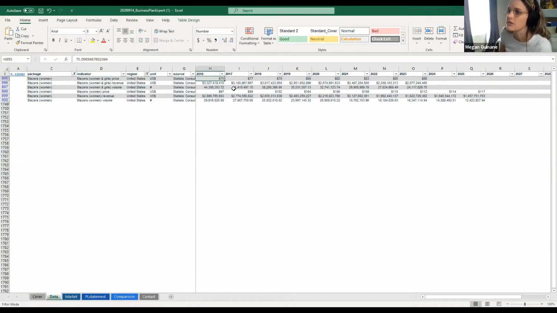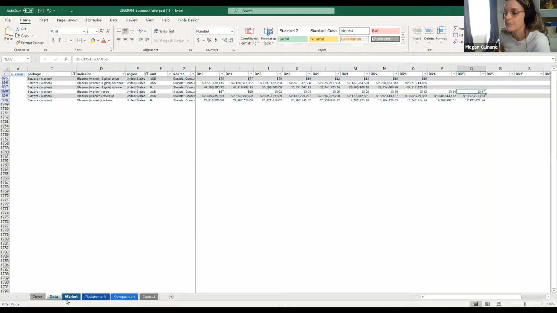And here you'll see these numbers. So the average blazers for women and girls, $75. If you want just women, $97, and how it's grown over time. Some of this data has numbers out into 2030, some of it only goes to 2025. But all of this data is the same exact data that powers our market outlooks. We just have it now in a downloadable Excel form that you can take those numbers and create your own charts and graphs.